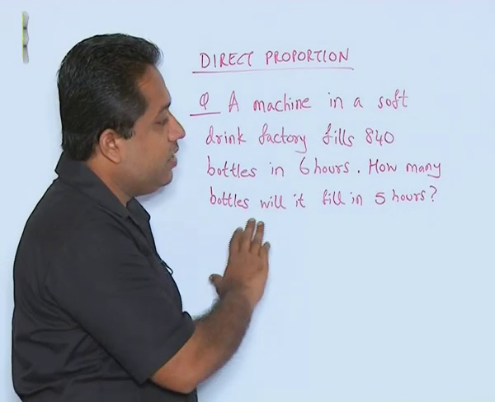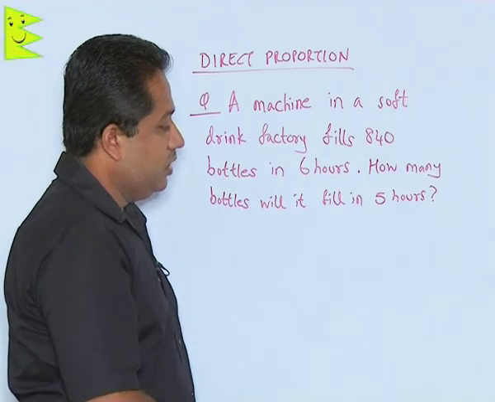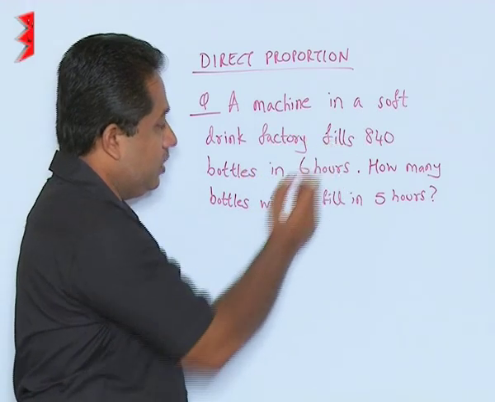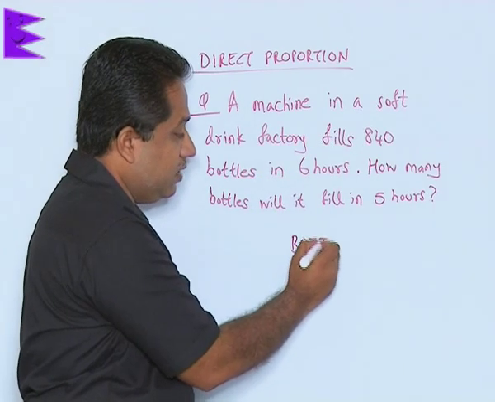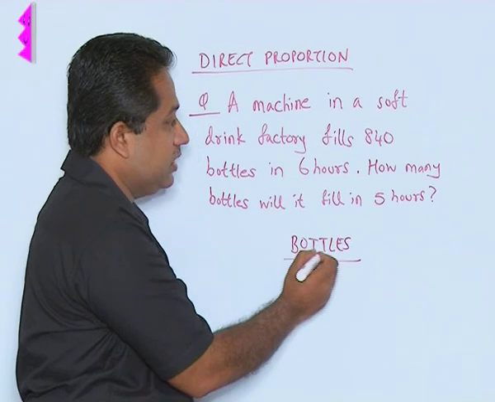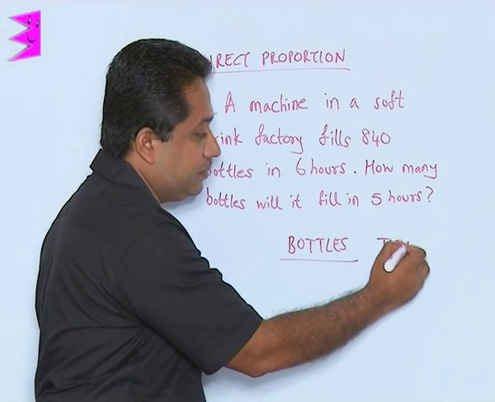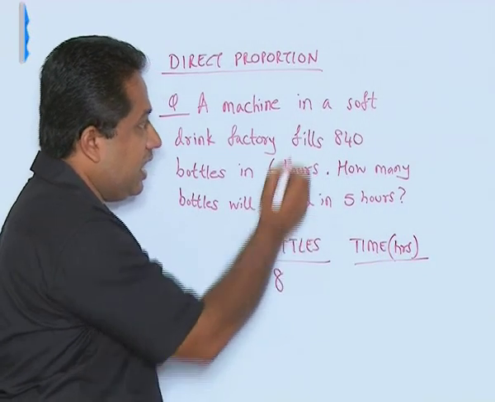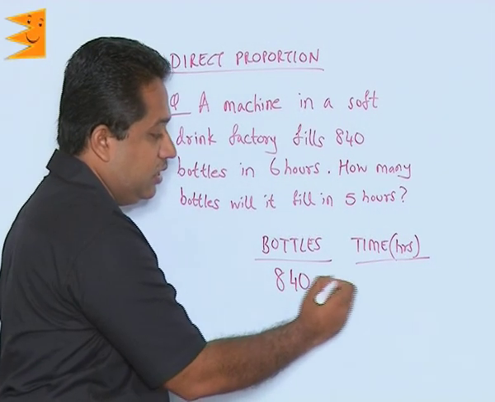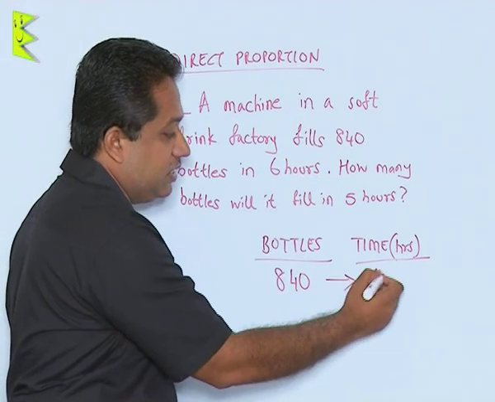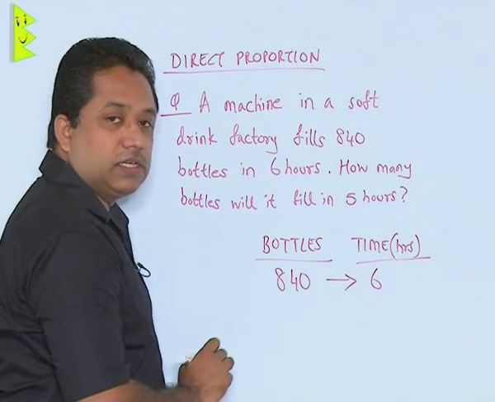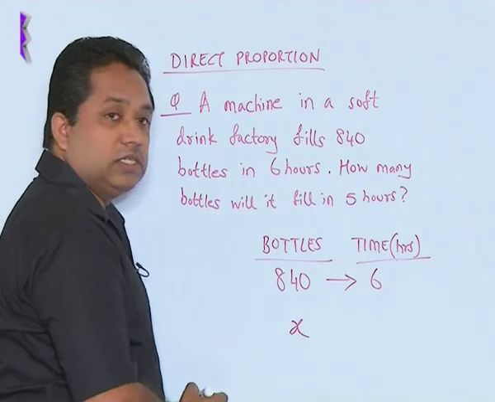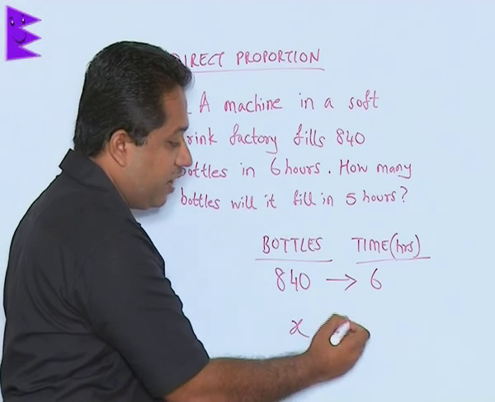Now, once we identify that this is a question on direct proportion, we will put in the details of the question. The details are bottles and the time taken. So, we will write the bottles here and the time in hours. This is given in hours. So, in the first case, it is given that 840 bottles are filled in 6 hours. So, 840 here and 6 here. The question is, how many bottles, that we do not know, x, is going to be filled in 5 hours.